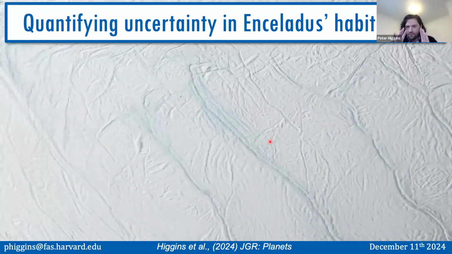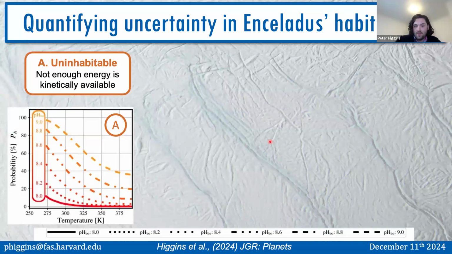And so to finish us off, I'm just going to show how Enceladus' habitability space looks to me when we sweep across the uncertainties of its physicochemical conditions informed by the Cassini observations. We see essentially a spread of 3 different habitability scenarios. The first is quite straightforward.